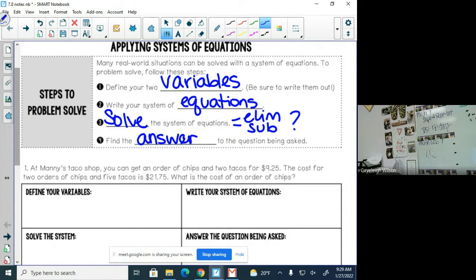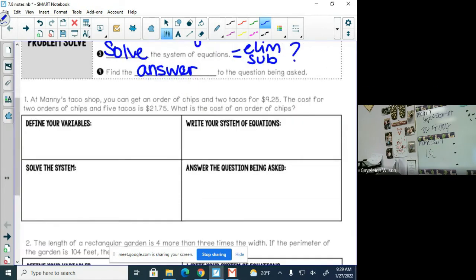All right, so the first one says, at Manny's Taco Shop, you can get an order of chips and 2 tacos for $9.25. The cost of 2 orders of chips and 5 tacos is $21.75. What is the cost of an order of chips? So, here's your first thing. You're going to define your variables. What things were they talking about in the problem? Chips and tacos. So, I'm going to define my variable. I think I'll call X the chips. And I'm going to call Y my tacos.